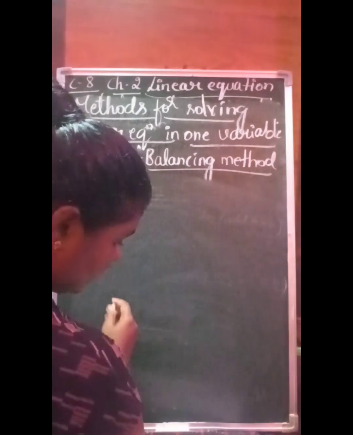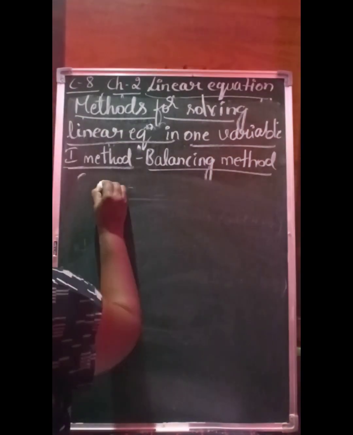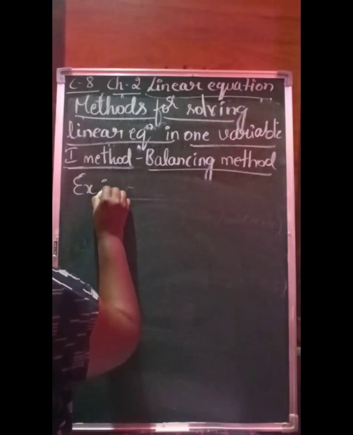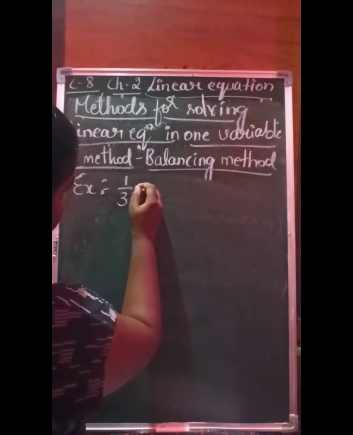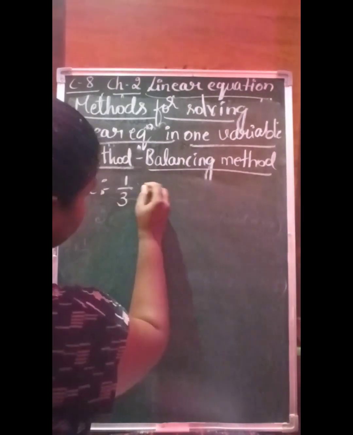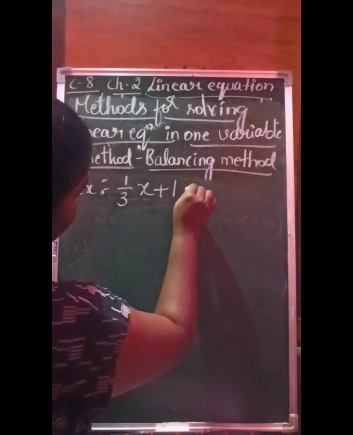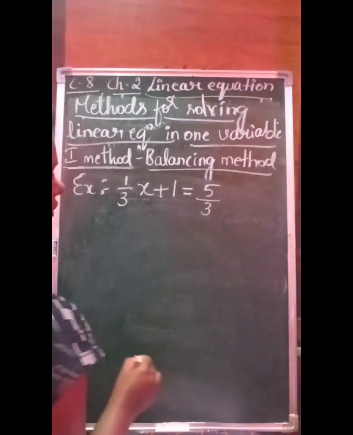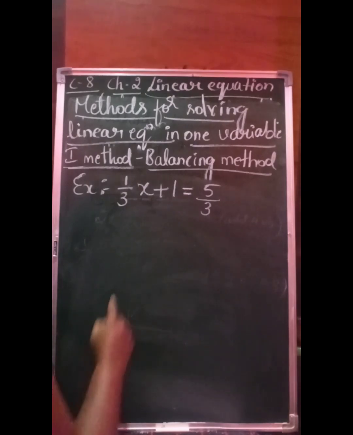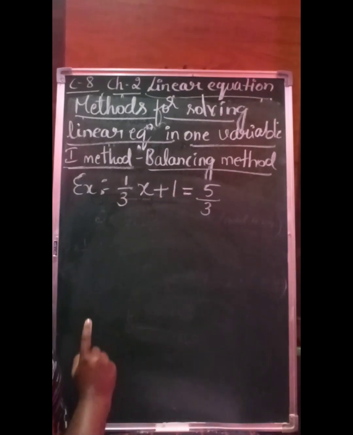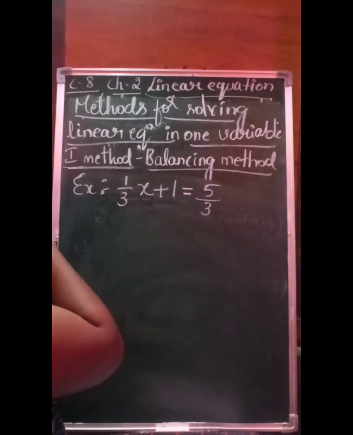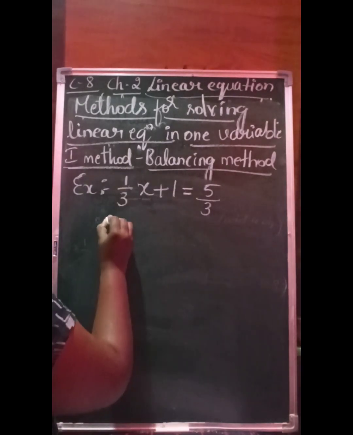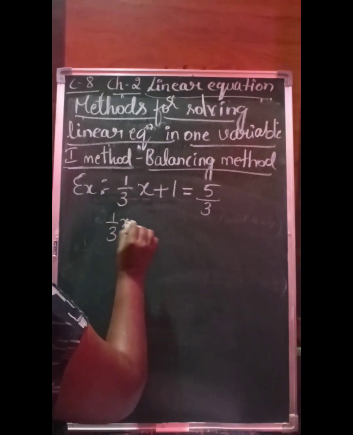So another example is 1 by 3 x plus 1 equals 5 by 3. Here also, the first step is: if they give plus, you consider minus; if they give minus, you consider plus. So here write 1 by 3 x as it is.